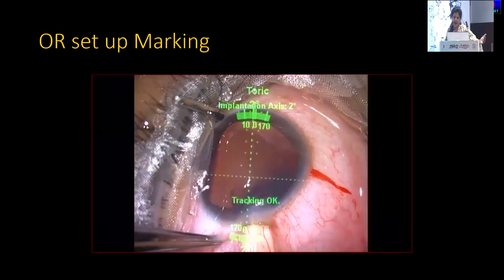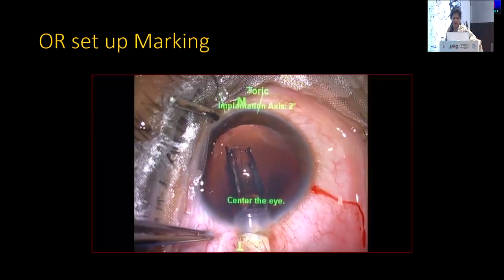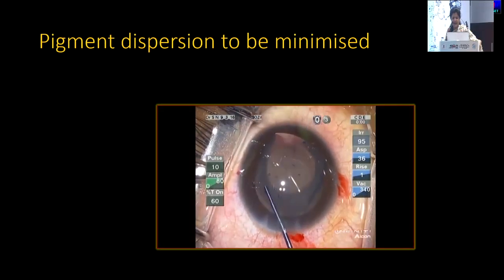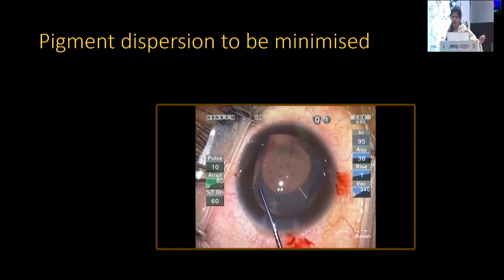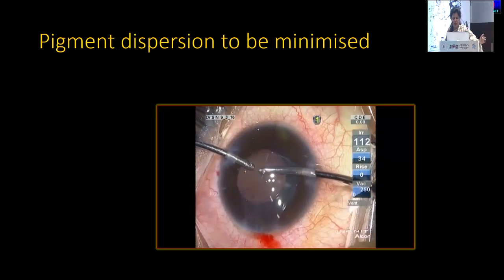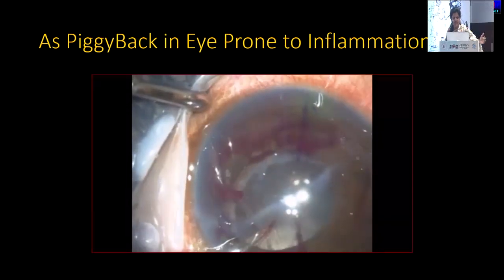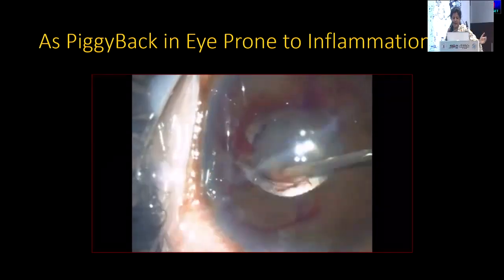How you orient the lens, whether it's manually or using a Verion or any image guided system, is very important. Then once you insert the lens, the maneuvering should be minimal so as to prevent any form of pigment dispersion, especially while doing IA. And then these lenses can also be kept as piggyback lenses.